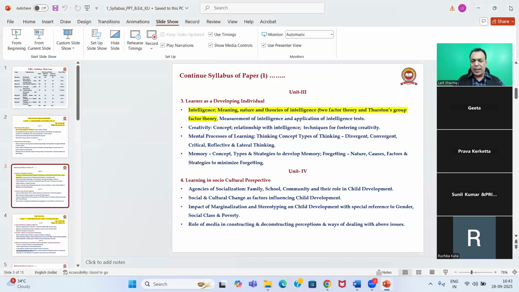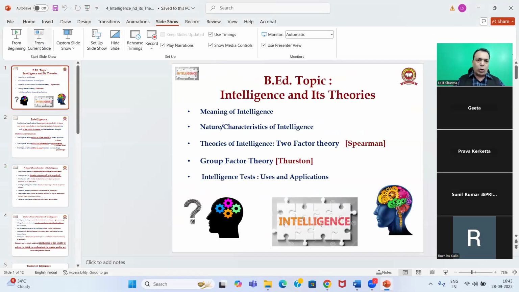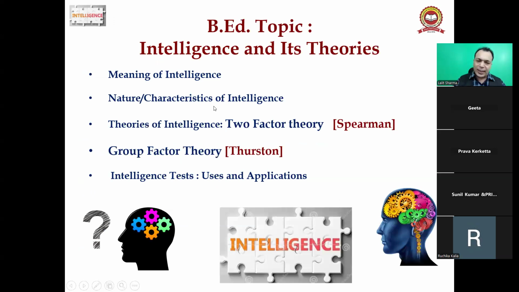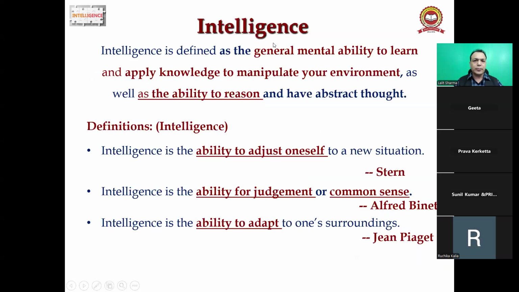This was your syllabus. I'm going to close the syllabus and open today's PPT. All right. So today we will discuss intelligence and its theories. Under this topic, we will discuss the meaning of intelligence, nature, characteristics of intelligence, and two theories of intelligence: two-factor theory, which is also called the eclectic theory, given by Spearman, and second is group factor theory by Thurstone. Last, we will discuss intelligence tests, uses and applications, right?